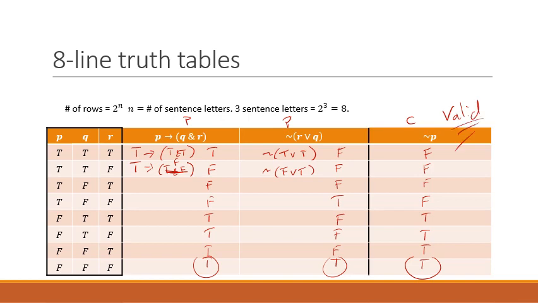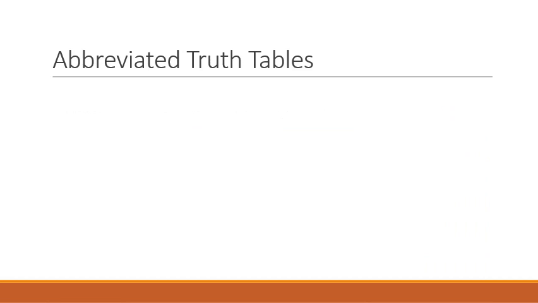So, same kind of deal as the 4-line truth table, it's just a little bit more complicated. You still fill out the table and check and see whether or not you have a situation with all true premises and a false conclusion. All right.